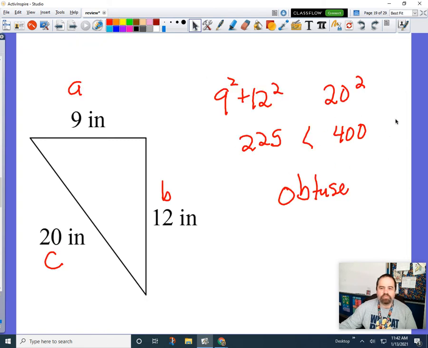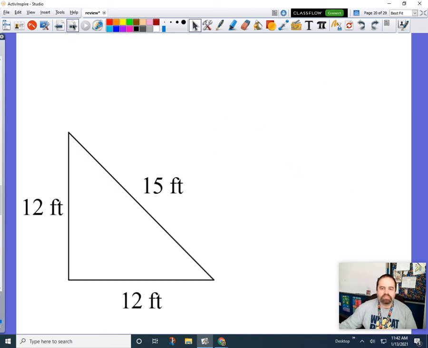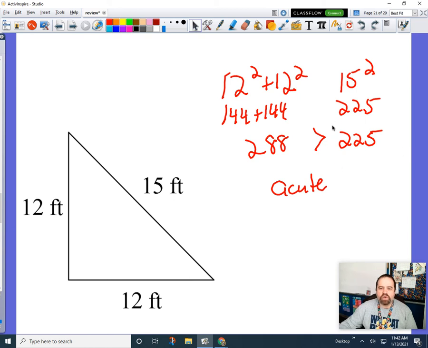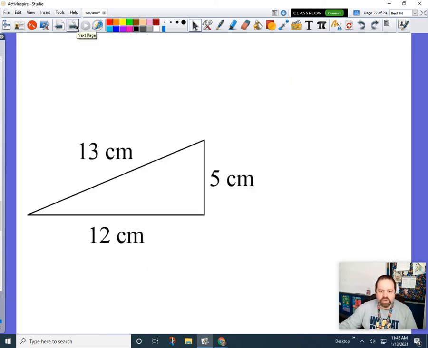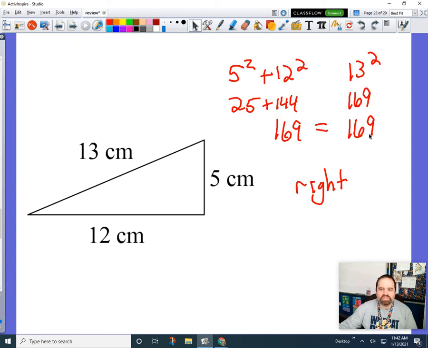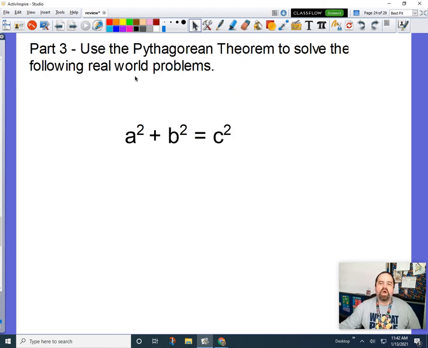Okay, set up that comparison and then decide if it's acute, right, or obtuse. This one was obtuse because 20 squared is 400. That is bigger than 9 squared plus 12 squared combined. Okay, determine if this one is acute, right, or obtuse. This one was acute because 225, the c squared, is a smaller value than 12 squared plus 12 squared. Last one. This one is right, 169 on both sides. Equal means right.